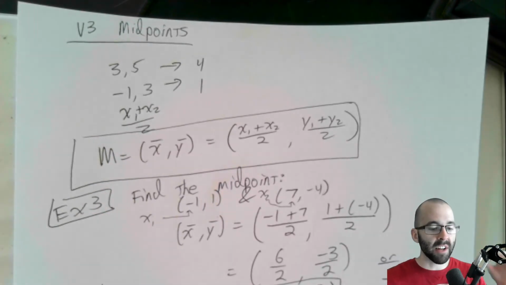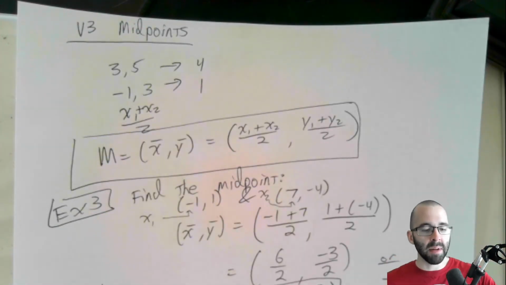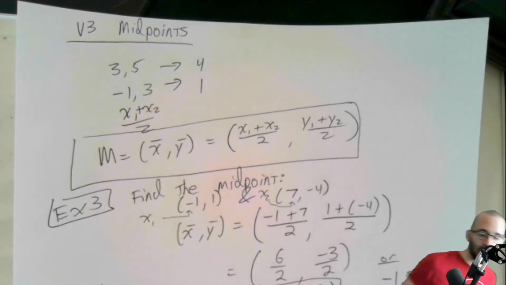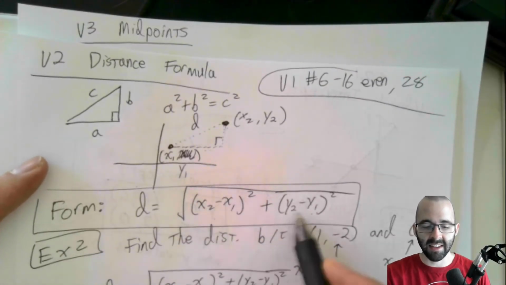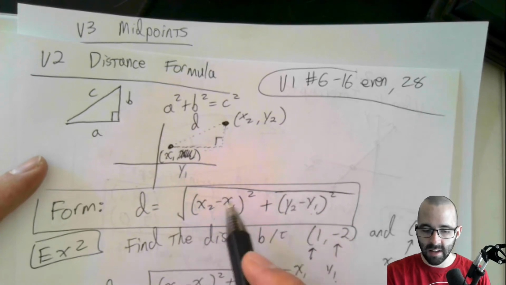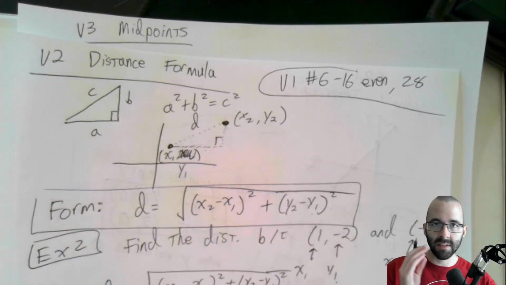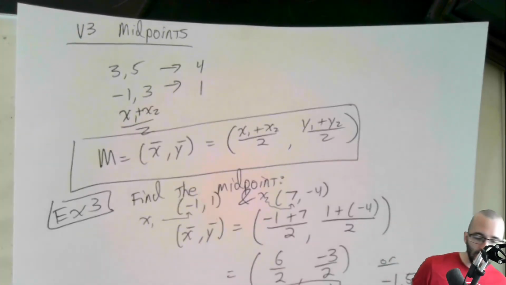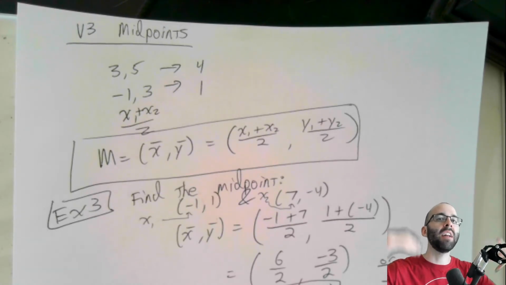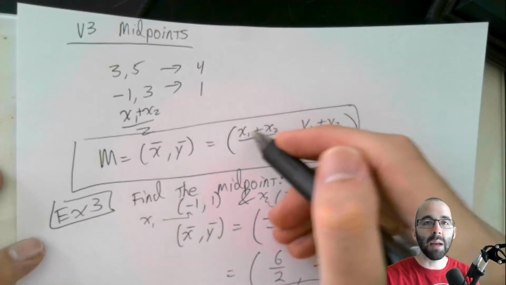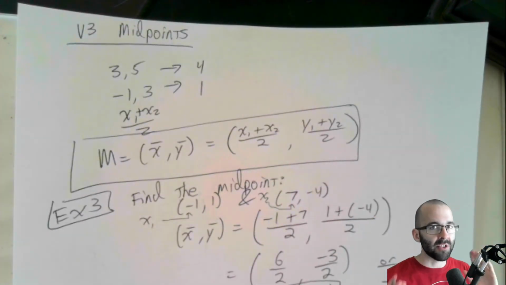And be very careful not to confuse distance formula and midpoint. In the distance formula, we look at the difference between the x's and the difference between the y's. So it's subtraction, difference, subtraction. In the midpoint formula, we're looking at the average. So we need to add them together and divide by 2. So this is going to be a plus, so watch out for that. And there's a good gut check way to make sure that you're doing it correctly.